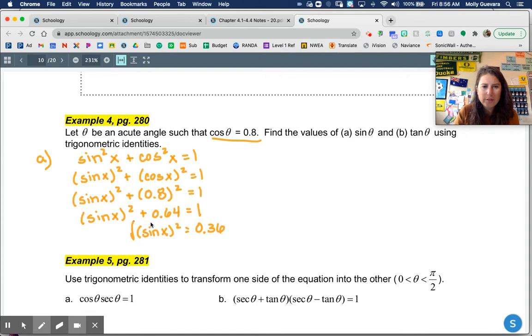Take the square root, and sine of x is equal to 0.6. It's okay that we used x instead of theta. Doesn't matter.